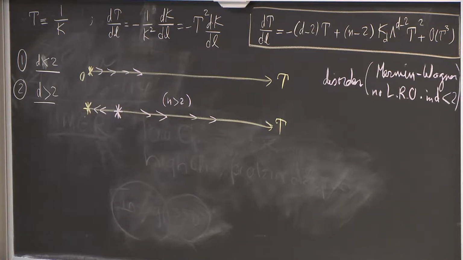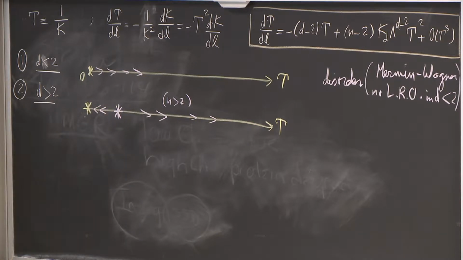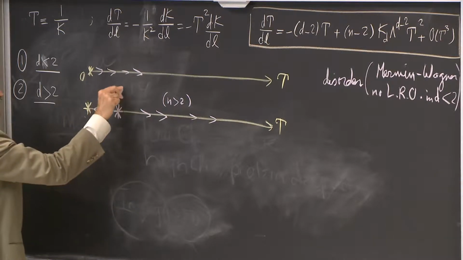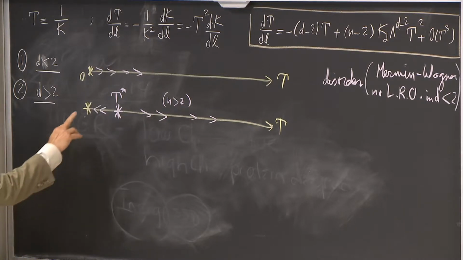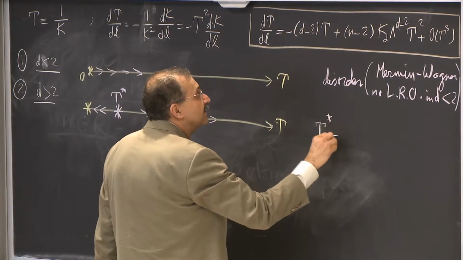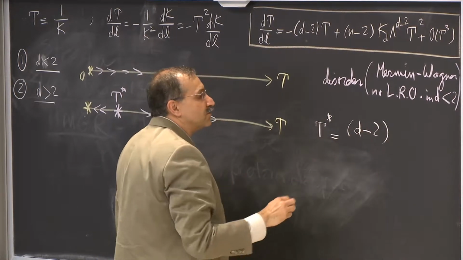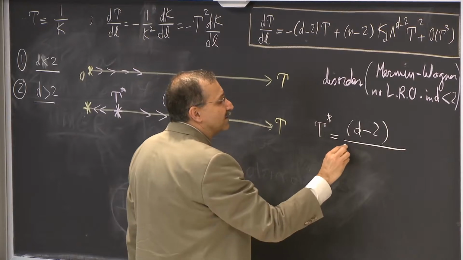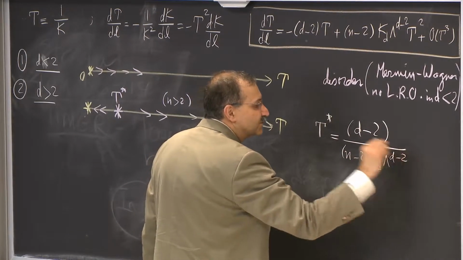And suddenly we see that we have potentially a way of figuring out what the phase transition is, because this T star is a location that we can perturbatively access, because we set this to 0, and we find that T star is equal to (D minus 2) divided by (n minus 2) K_d lambda to the D minus 2.